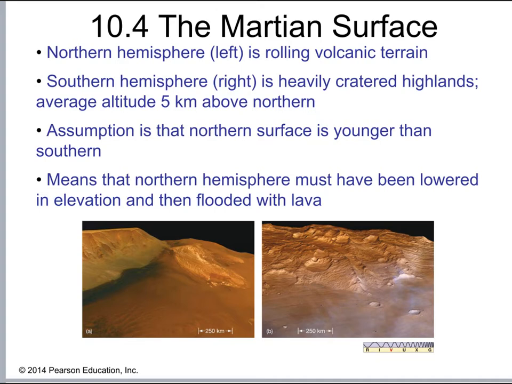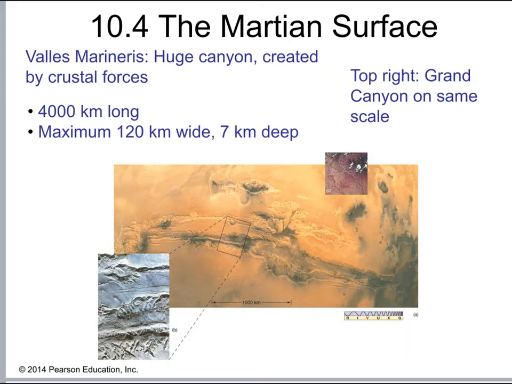If I look at the picture on the left, which is the northern hemisphere, we see it's a lot smoother. We don't see these cratering features, which suggests that the northern surface is a lot younger than the southern surface. So maybe it was subjected to more erosion, and that probably means the northern hemisphere was lowered in elevation and then flooded with lava to cover up those features.